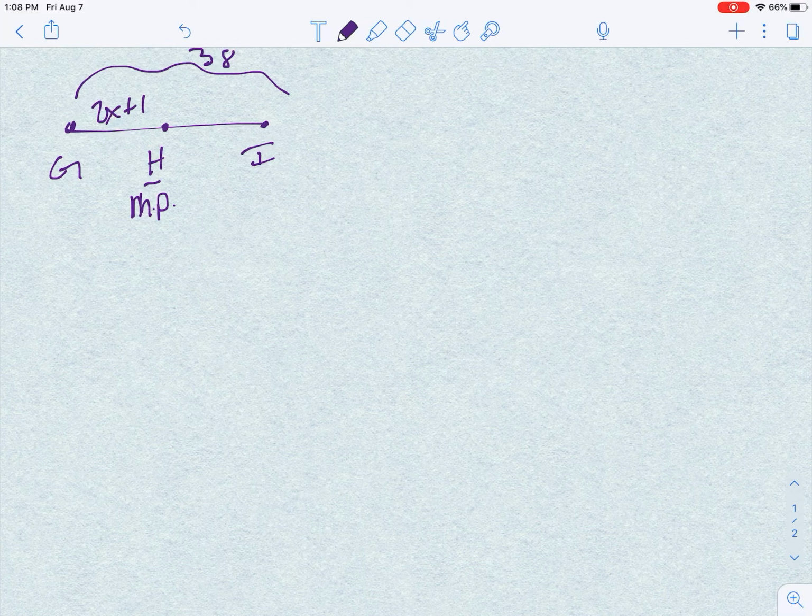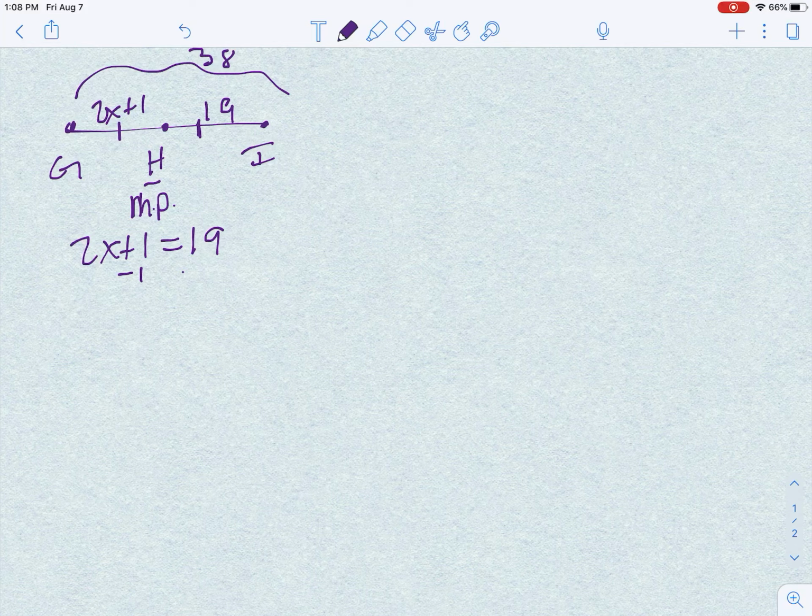Well, 38 divided by 2 would be 19. And we know if H is a midpoint that these two pieces are exactly the same. That's why we could divide by 2. So we can set 2x plus 1 equal to 19. Never assume that H is a midpoint. You have to be told that H is a midpoint, or you have to be told that those are congruent. Now we're going to solve.